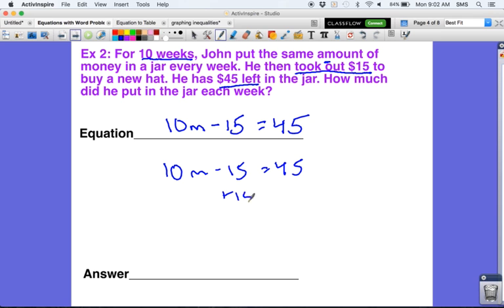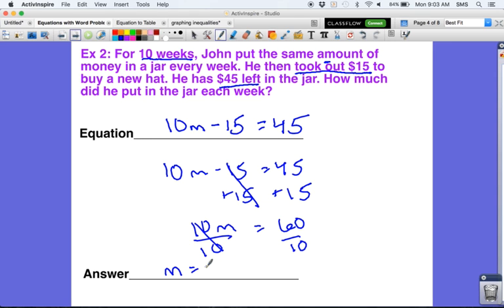I can add 15 to both sides. These cancel. I'm left with 10M equals 60. Divide by 10 on both sides to get my variable by itself, the amount of money he puts in the jar each week. 60 divided by 10 is 6. So that means he's putting $6 in his money jar each week, and then he takes out $15 to have $45 left.